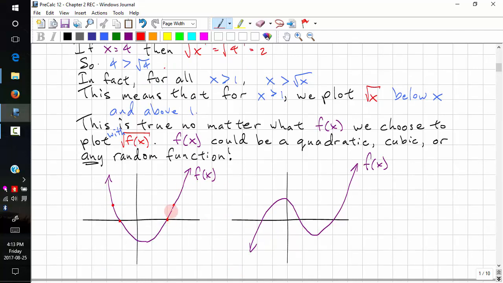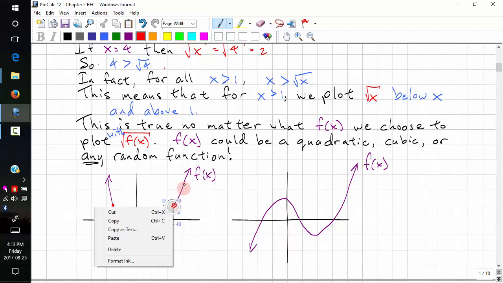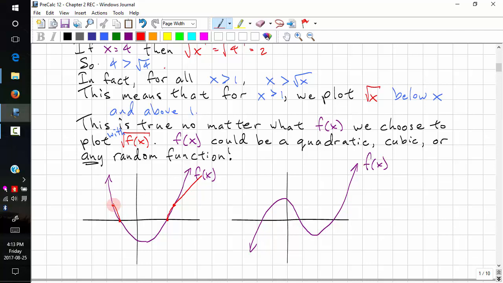Okay, so between 0 and 1, we plot above but below 1, and then for all these values above 1, we plot below f of x but above 1. Same thing over here. Between 0 and 1, we're plotting above, and above 1, the y values, we're plotting below but above y equals 1. And that's square root f of x.